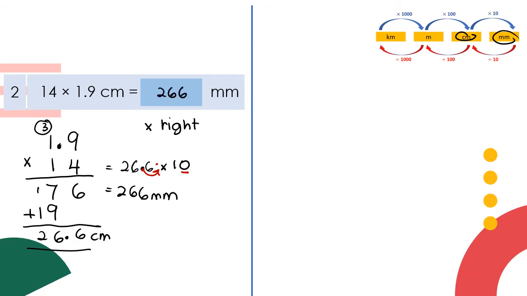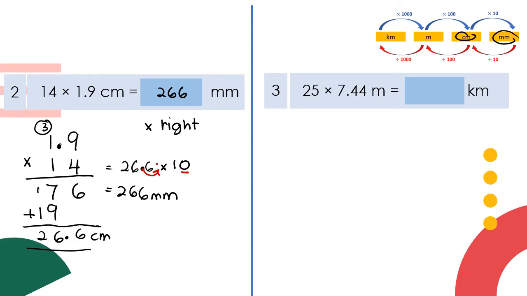Now we look at the third question. 25 times 7.44 m. The answer in km. So we use the standard written method also. 7.44 times 25. 4 times 5 equal to 20. 4 times 5 equal to 20 plus 2, you got 22. 7 times 5 equal to 35. 35 plus 2 equal to 37.